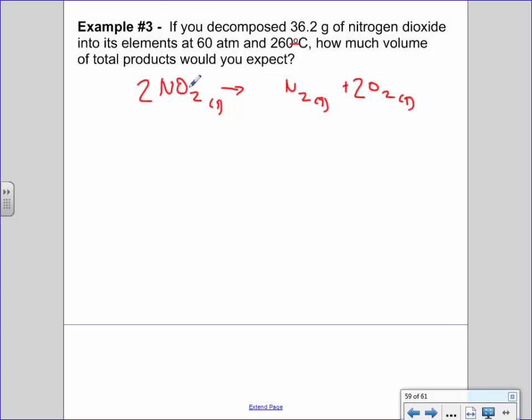If we start with a certain amount of nitrogen dioxide, we're going to get more volume when we finish because 2 particles will eventually become 3. Does that logic make sense here? That's going to factor in a bit.